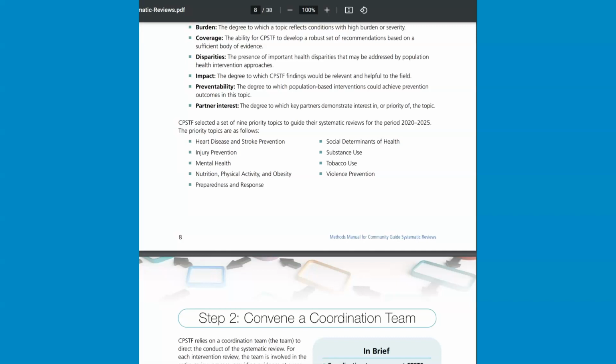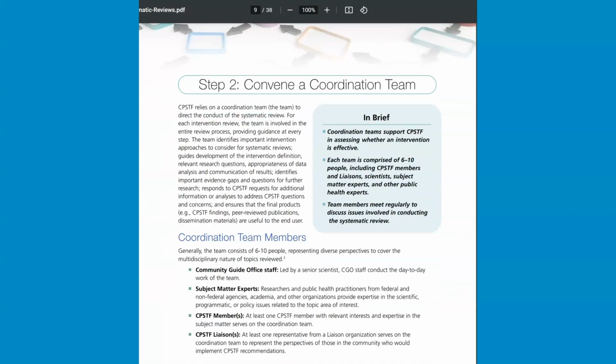But heart disease and stroke prevention, number one cause of mortality, so it's important. Social determinants of health, not surprising, very important. Substance use, injury prevention, mental health, tobacco use, violence prevention, nutrition, physical activity, and obesity, and preparedness and response. So these are the 9 areas between the periods of 2020 to 2025 that were identified as priority areas.